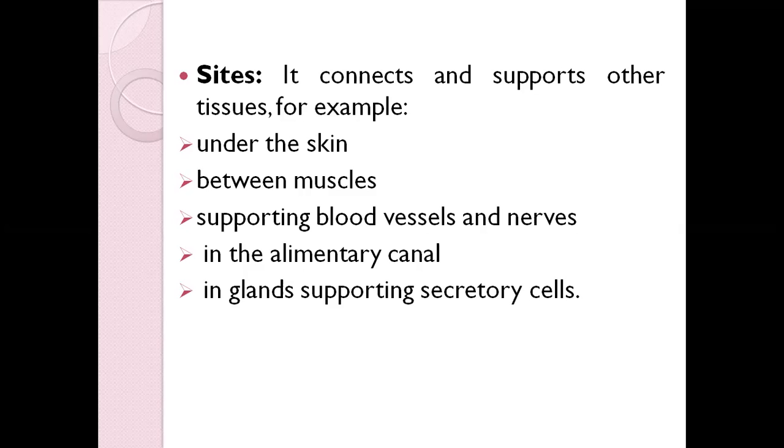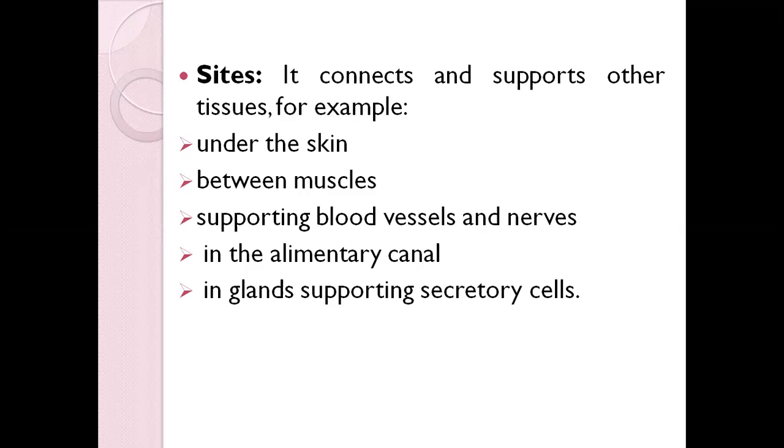Then we have it in between the muscles, because muscles are the part of the body which really helps in body movement. Muscles and joints together help in your body movement, supporting the blood vessels and the nerves. Those are also important parts of the body which help in wound healing. That is the area where we need lots of collagen fibers if you have any injury in the blood vessels. So in order to stop the bleeding or to repair it, we need this connective tissue.